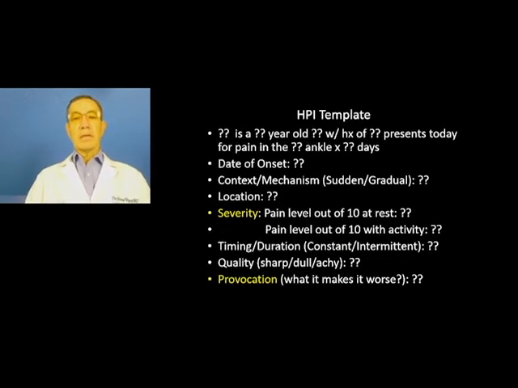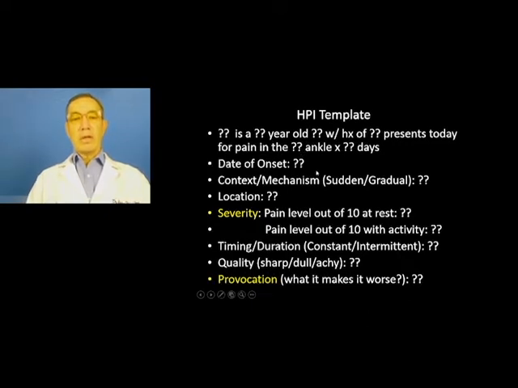The history of the present illness might start with the name, a how many year old male or female with a history of, say, right ankle pain, presents today for pain in the right ankle for how many days. So in this first one here, this would actually be with a history of, say, diabetes or whatever medical problem, and then this would be the ankle.